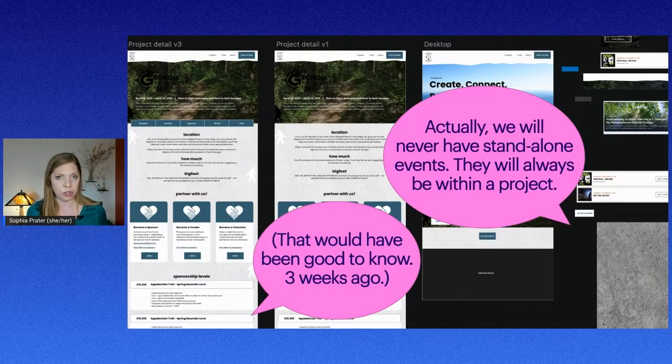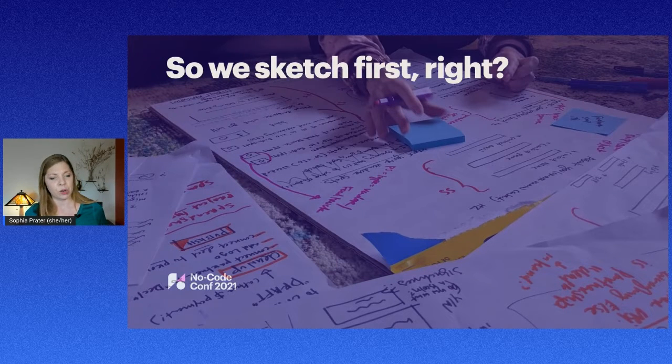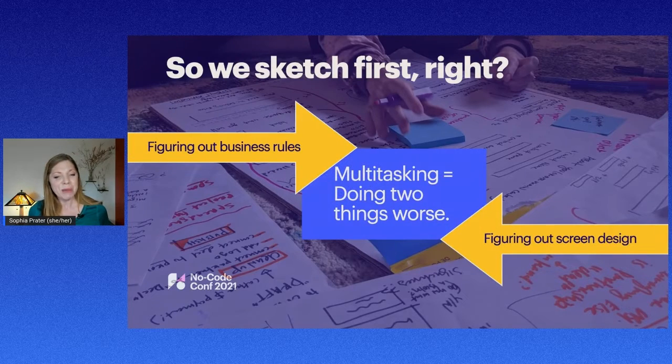We sketch first, right? But the problem is we sketch screens and interface and layout while using sketching to define content, information architecture, and business requirements. And what happens there is we end up multitasking, right? And we all know multitasking is basically doing two things worse. So what we really need to be doing is sketching structure, the system, and the business rules first, and validating that, and then getting into screen design.